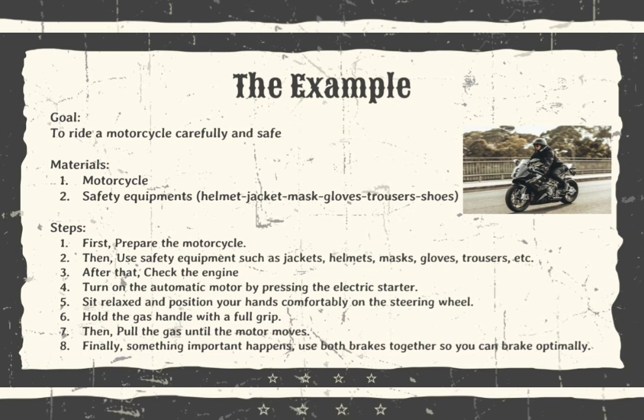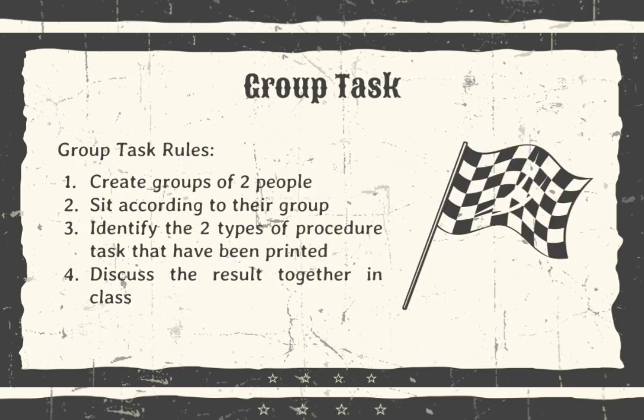Finally, if something important happens, use both brakes together so you can brake optimally. Maybe you pull the gas too much and the motorcycle starts to run too fast. You should use both brakes together so you can brake optimally. So you can stop immediately by using both left and right brakes. So those are the example of procedure text. The next one is, of course, a task for you.